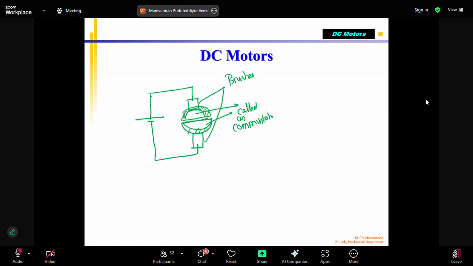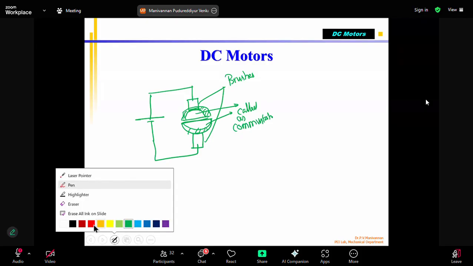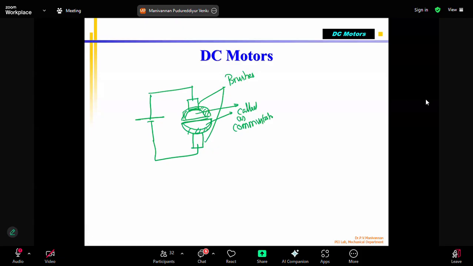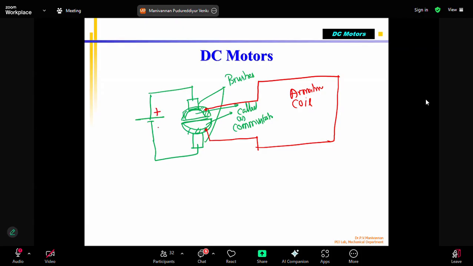Okay. Now, from the commutator, for understanding better, I will take a single-turn electric motor. That means from here there is a wire going, and from here also there's a wire going, something like this. This is the armature coil. Please note that I am giving voltage VA. That means armature voltage is supplied from this power supply.